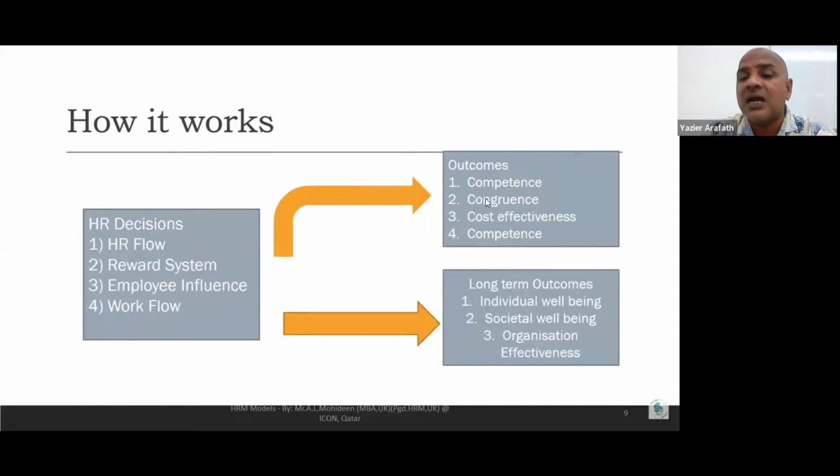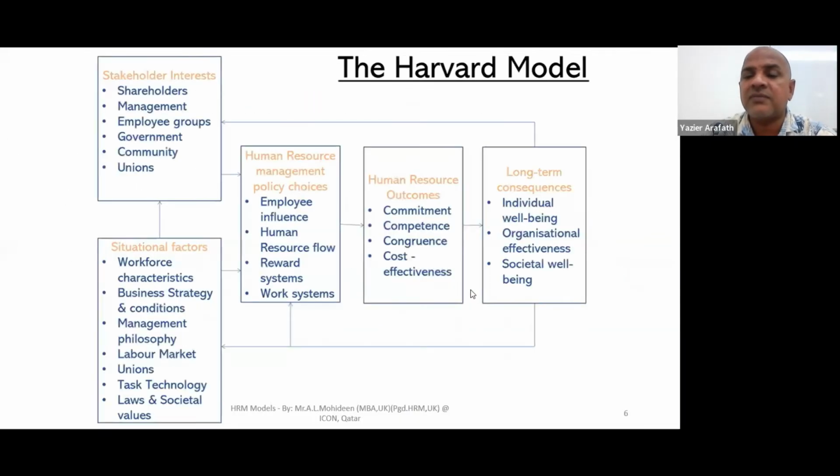These things are connected with the long term and short term. In the long term, individual well-being should be considered, societal well-being should be considered, and organizational effectiveness should be considered. So there are outcomes connected with the short term and long term. So we get these outcomes based on the decisions taken internally and the relationships dealt with externally. Okay, do you understand this Harvard model? Any questions here?